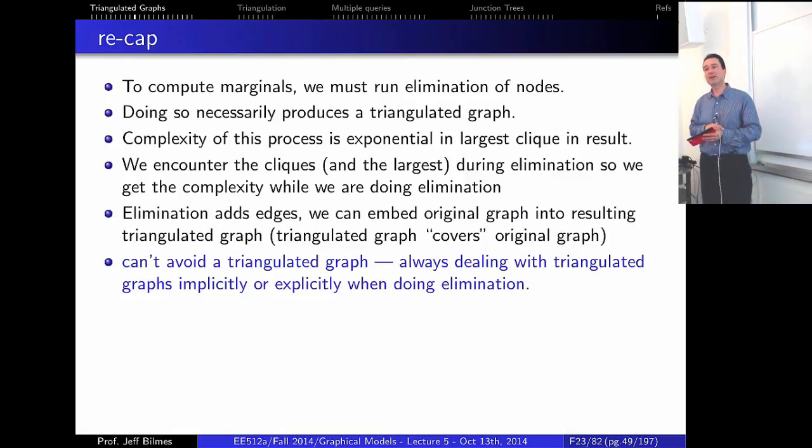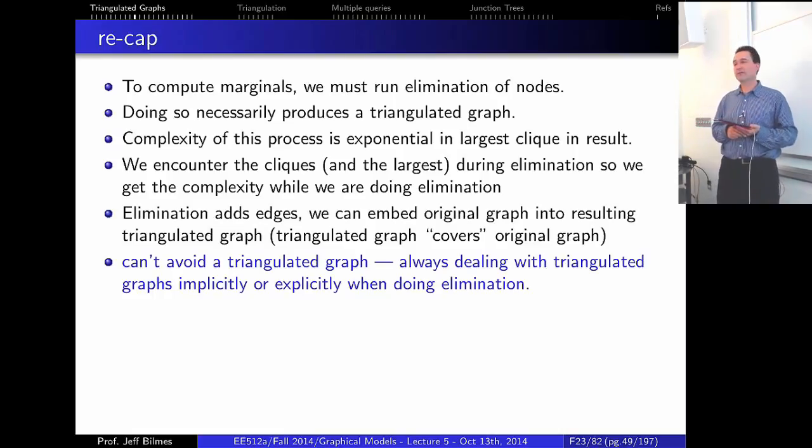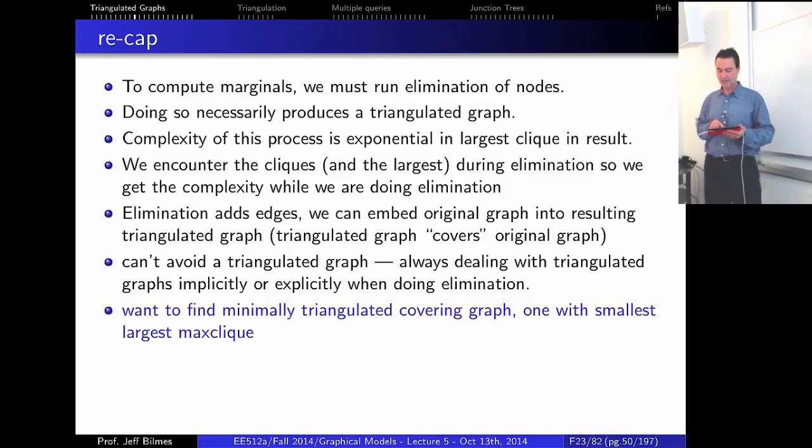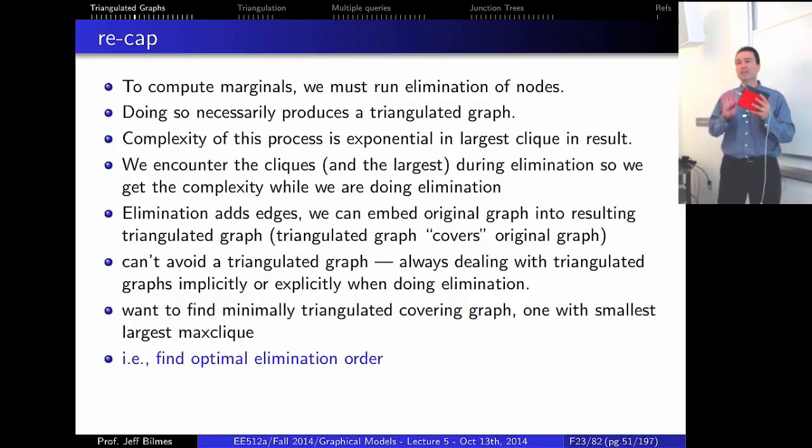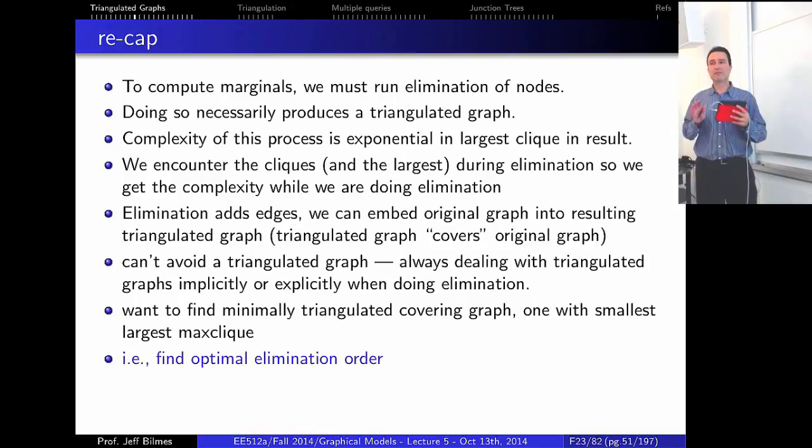We can't avoid a triangulated graph. It seems inevitable. And one way or another, when we're doing exact inference in this way, we are implicitly or not dealing with triangulated graphs. And what we'd really like to do is find the minimally triangulated covering graph. Namely, we'd like to find the covering triangulated graph that has the smallest largest clique, meaning it has the largest clique that's as small as possible. So that seems to be purely a graph theoretic problem.